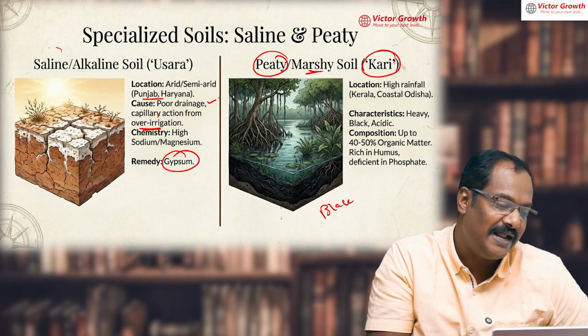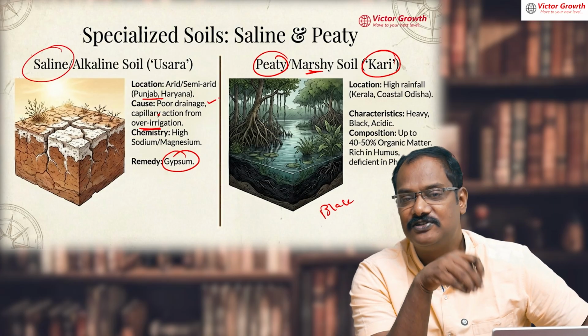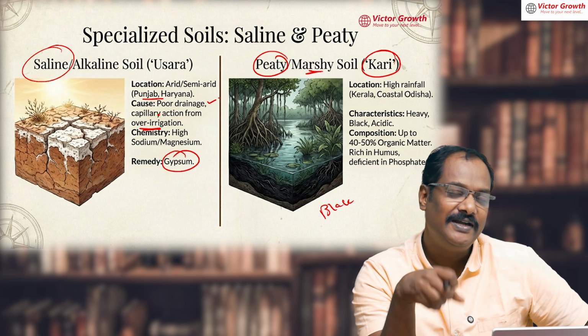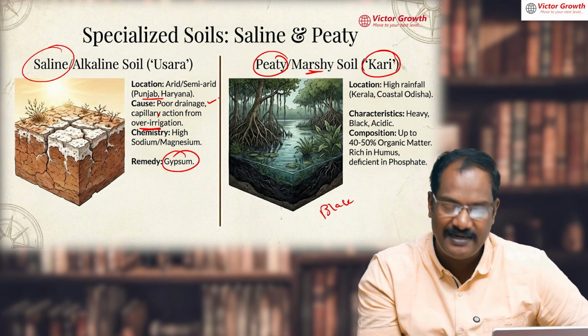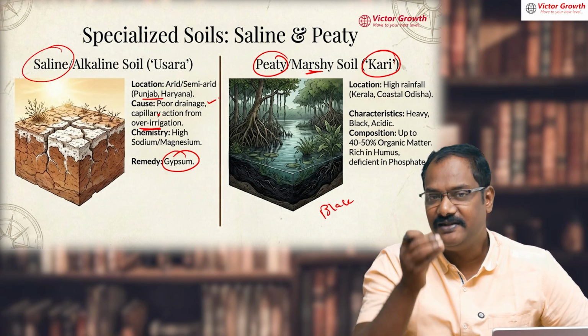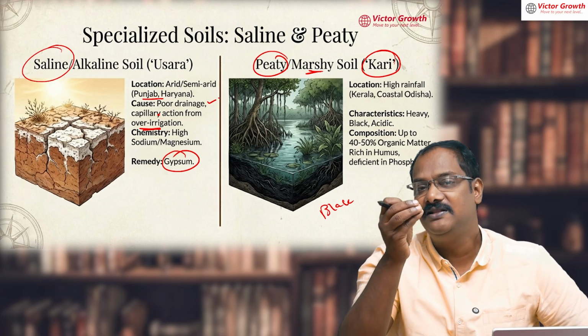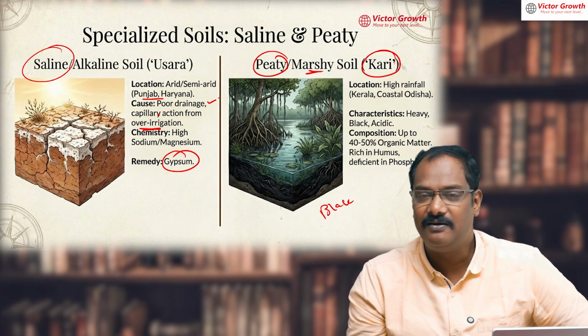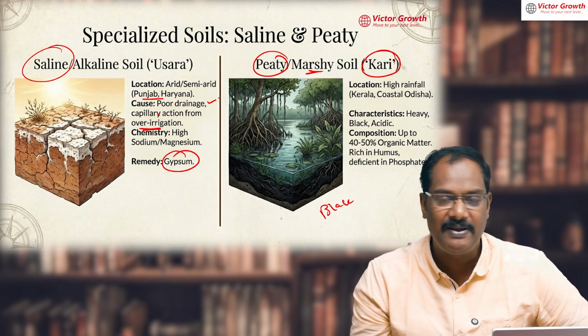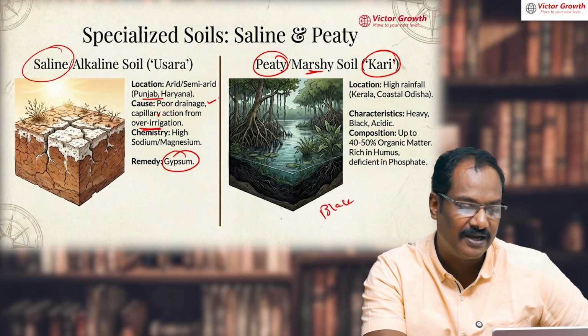So saline soil is an example of soil degradation because of excess irrigation but poor drainage. The water will get inside and come back when the evaporation begins. It will bring the salt and deposit it on the surface. The soil becomes saline, not useful. As a solution, gypsum can be added and the soil can be utilized for agriculture.